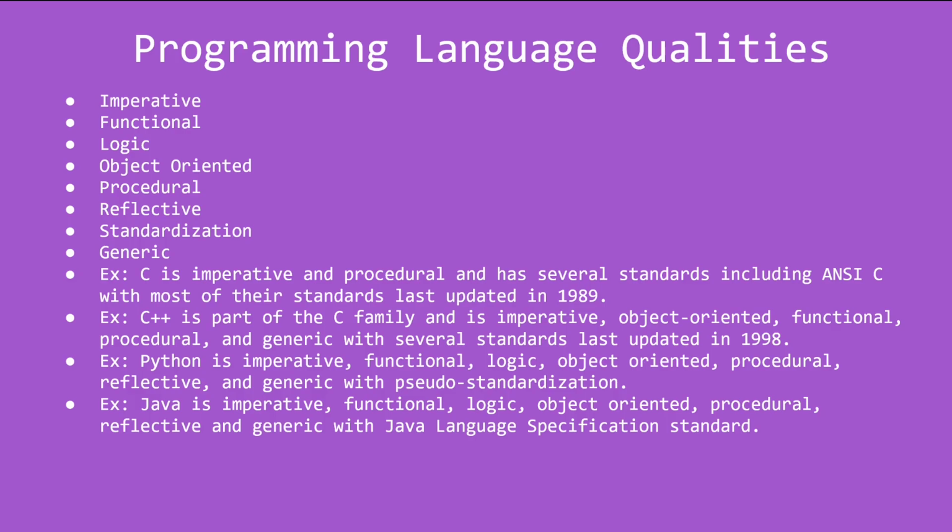Functional programming tries to avoid changing the state. So instead of modifying a thing, it simply creates a new one of the thing. In logic programming, programs are written as facts and rules, and computation is done by logical inference. Reflective programming means it can inspect itself and modify itself while it's running, usually to make things more efficient. Standardization means that the language has actually been formalized and standardized by some kind of governing body like ANSI or ISO. Generic programming means it can use templates and type parameters, and that the code can basically work with any kind of data type.